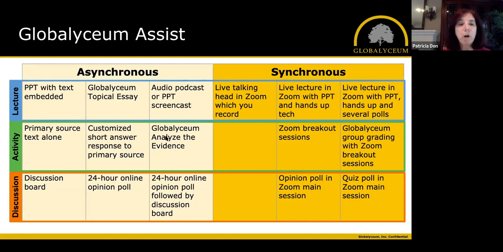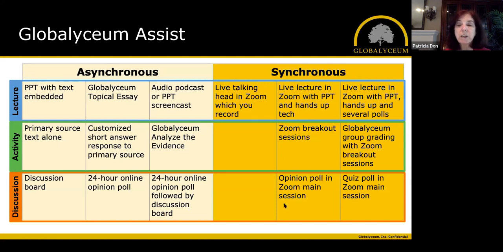If you want to do mostly assigned analyze-the-evidence activities, or customized short responses, but once in a while you want to see how you can do a breakout session and try an assignment in the breakout session, inviting students to that, then you should do it.